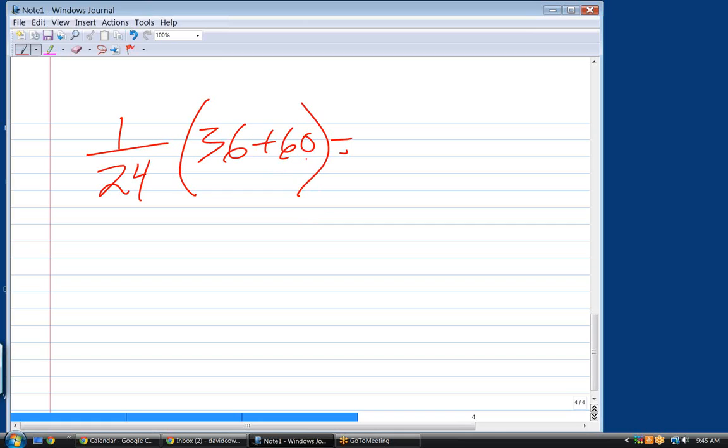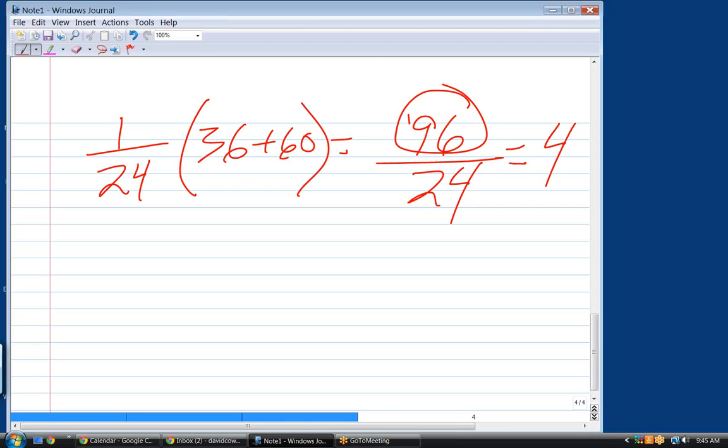So I'm just going to add 36 to 60. We get 96. Multiply it by 1/24, we get that. And now that happens to be 4 times 24. So that's equal to 4.